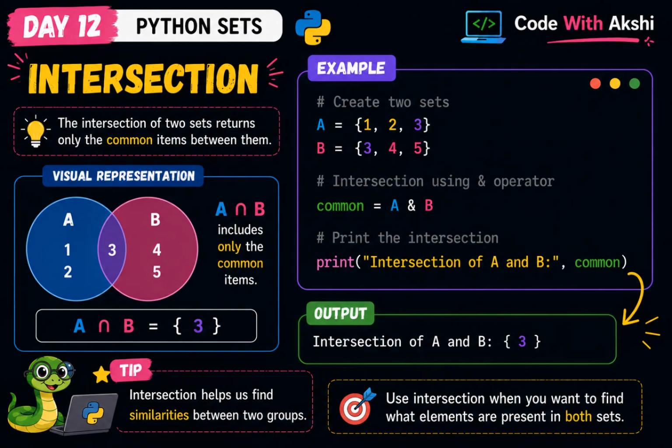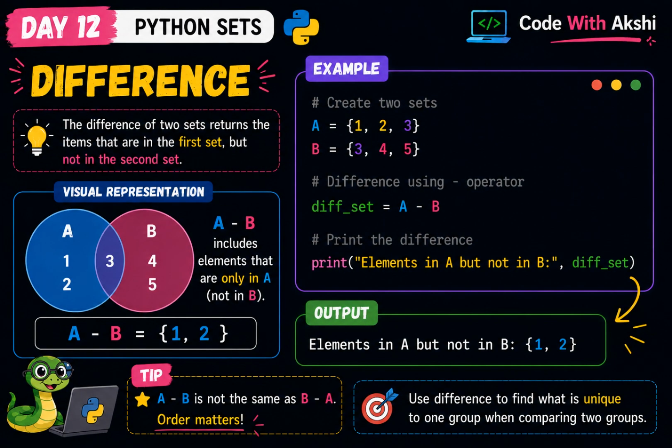Now let's understand the difference operation. The difference returns the elements that are present in the first set but not in the second set. Notice that order is important here. A minus B is different from B minus A. So difference helps us find values that exist only in one set. You can see in the example also how that works.